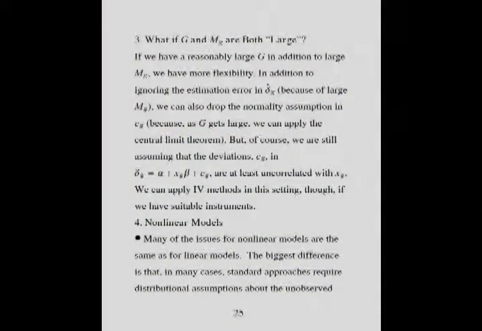So it looks like the last thing I can actually say is what happens if the group sizes are both large. Well, there we have more flexibility, because in addition to ignoring the first stage estimation error in delta g hat, okay, which I argued that we can do when the group sizes are large.